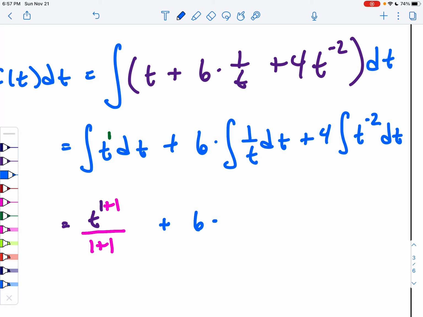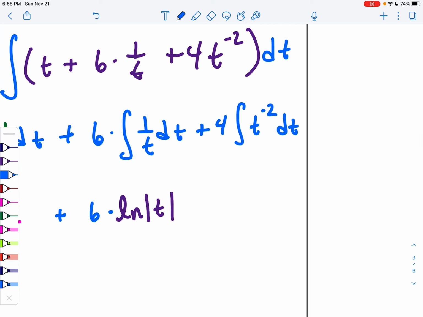And what function has derivative equal to 1 over t? We want to say ln of the absolute value of t. Because the domain of the ln of t is positive, we want to make sure that the value of t is positive, so we throw that into absolute value.